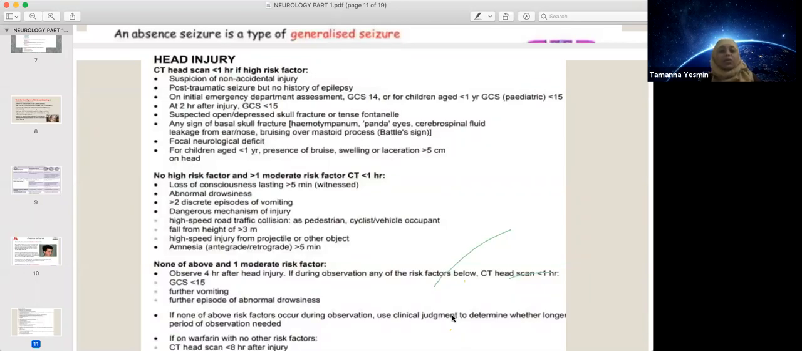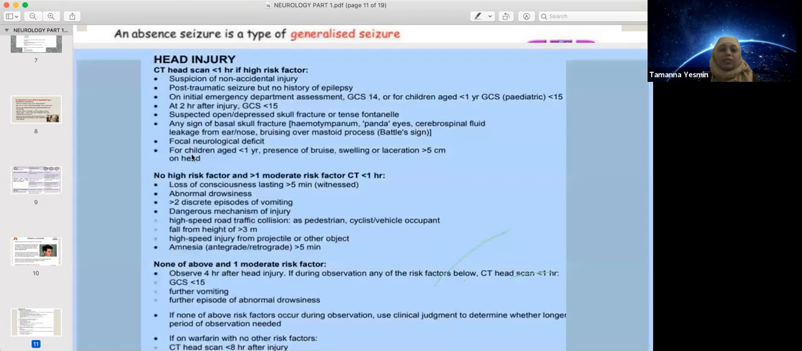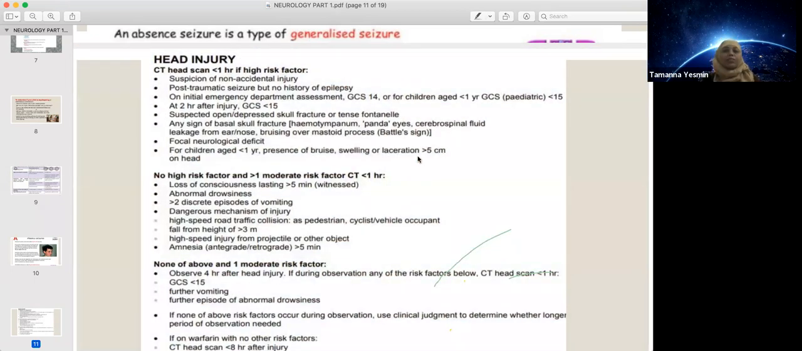Any child who is less than 1 year, with a bruise or swelling on the head which is more than 5 centimeters. This question came in the exam, more than 5 centimeters. The question came like 4 centimeters. Okay, 4 centimeter swelling, we will not do. If it is more than 5, we will do. Okay. So these are the single factors when we will do a CT scan.